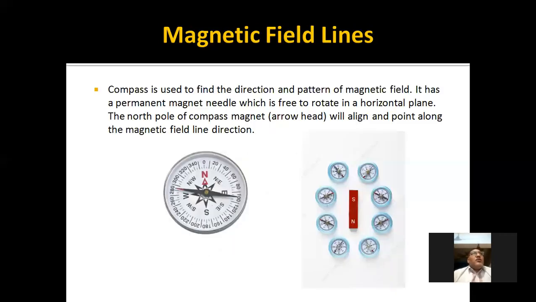Okay, so here we have a magnetic compass. A magnetic compass is a simple magnet, pivoted on the tip of a needle, and it is free to rotate.